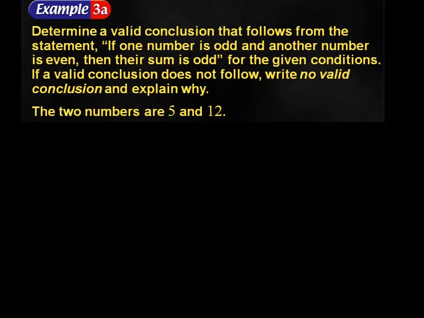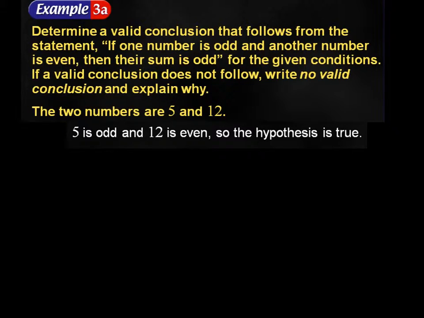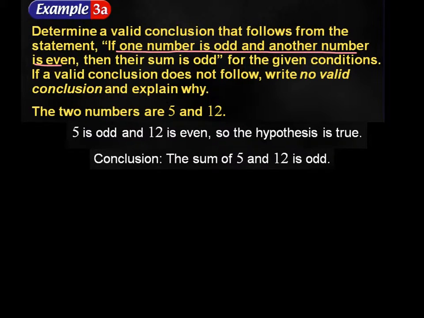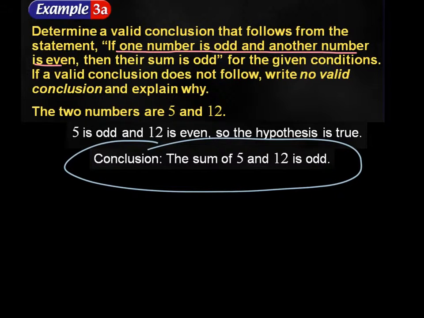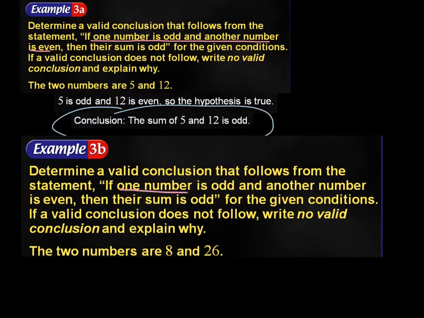Okay, they gave us two numbers, 5 and 12. The hypothesis said if one number is odd and another number is even. So 5 is odd and 12 is even, so the hypothesis is true. Since the hypothesis is true, we can conclude that the then part will happen. The conclusion: the sum of 5 and 12 must be odd, which of course it is. So we're starting off with, if one number is odd and another number is even.